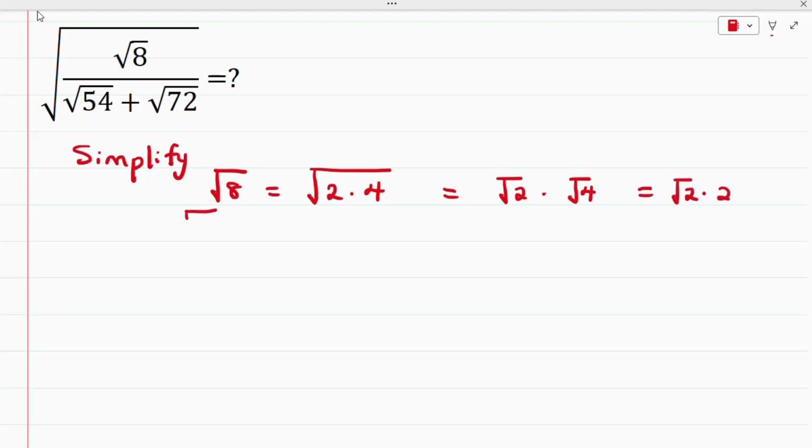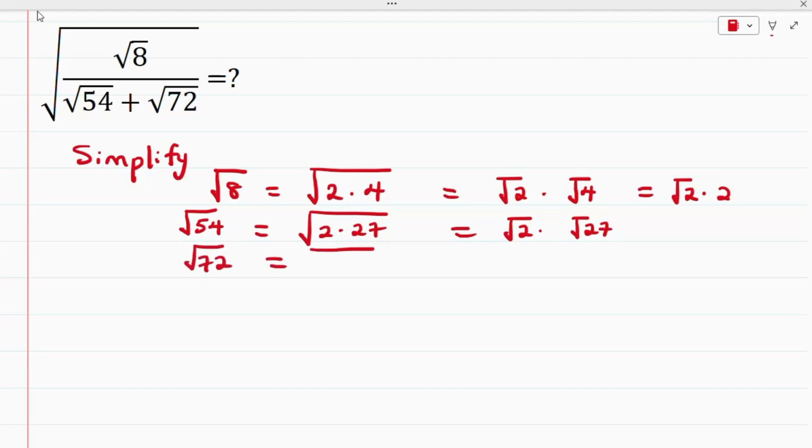And we also have the square root of 54, which can be expressed as 2 multiplied by 27, which is equal to the square root of 2 multiplied by the square root of 27. And lastly, we have the square root of 72, which is equal to the square root of 2 multiplied by 36, which is equal to the square root of 2 multiplied by the square root of 36, and the root of 36 is 6.